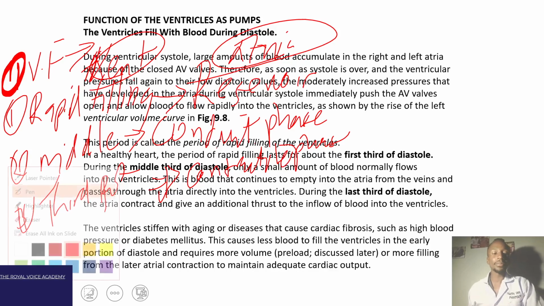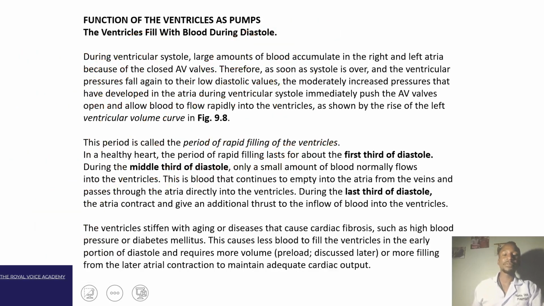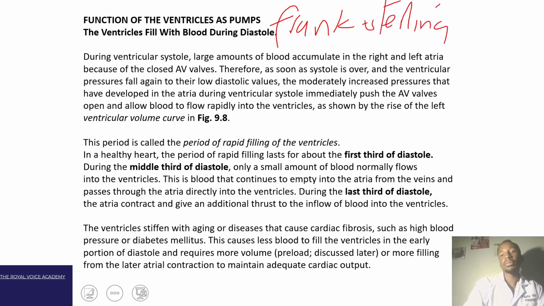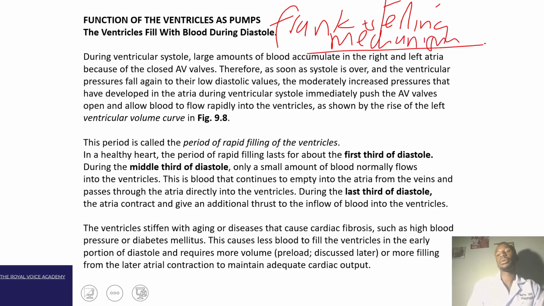And also remember, we've said that the ventricles will stiffen with aging, and once that occurs, for example in the case of cardiac fibrosis or diseases that cause cardiac fibrosis, as in the case of diabetes mellitus or high blood pressure, there will be less blood to fill the ventricles because now your ventricles are stiffened. Later on, we will look at a mechanism which we call the Frank-Starling mechanism. We'll look at that later on.